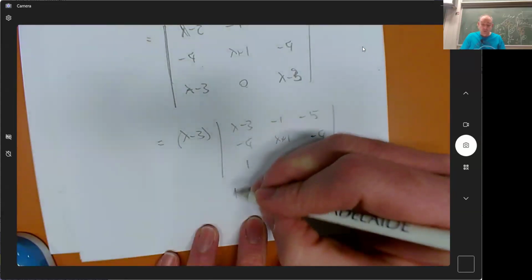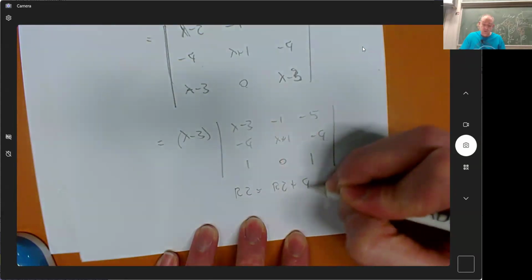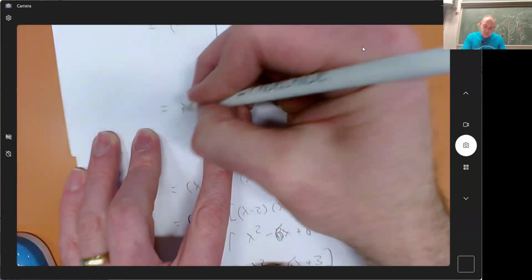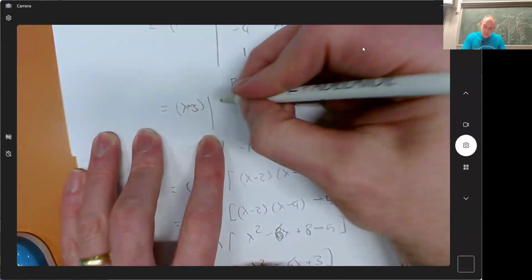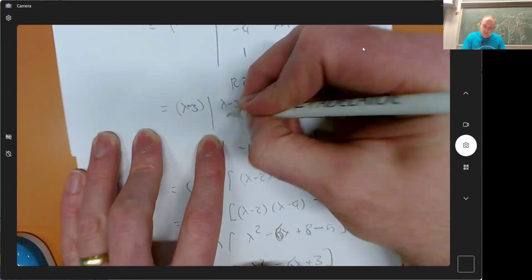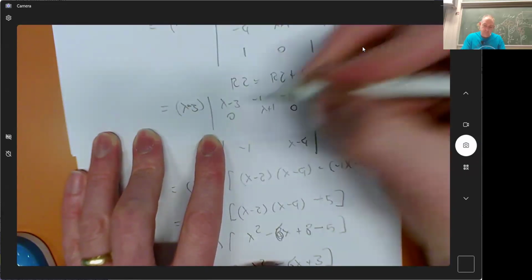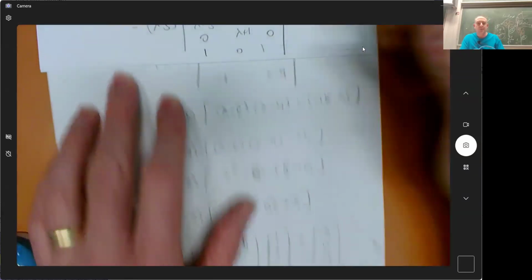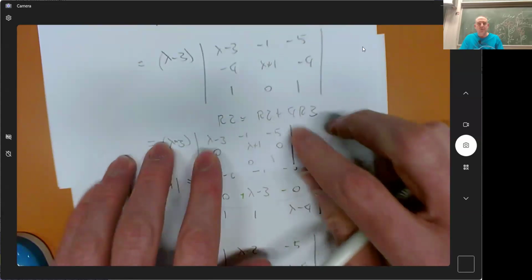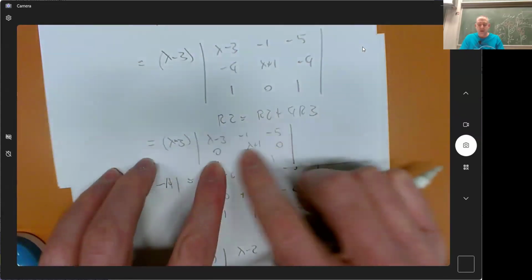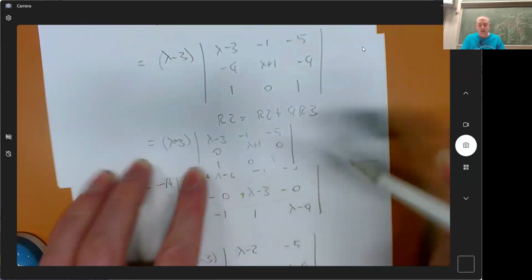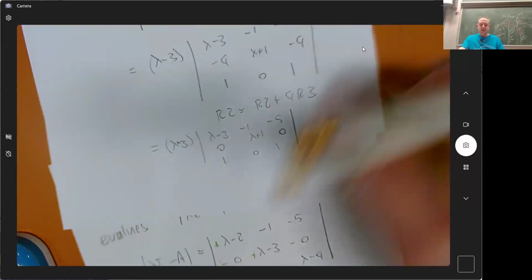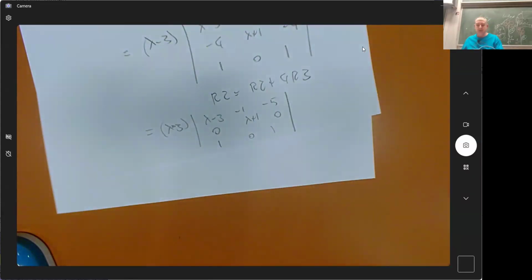And then look at this. I can do row 2 is row 2 plus 4 lots of row 3. And that will produce zeros in these spots here. Oops, sorry. That will produce zeros here because I'll add on them. And so I get the zeros that I was looking for. And now I can expand along that middle row. And it'll be great. Oh, look at that. It turned out so nice in the end.